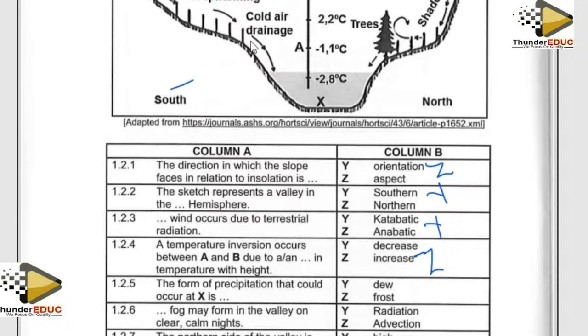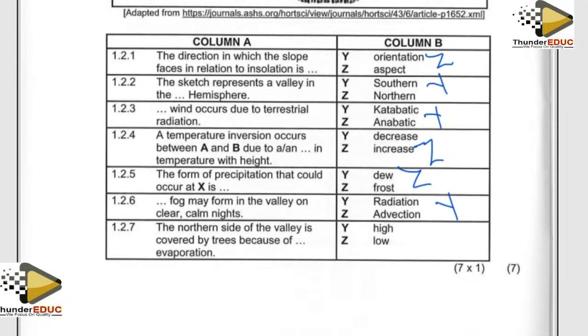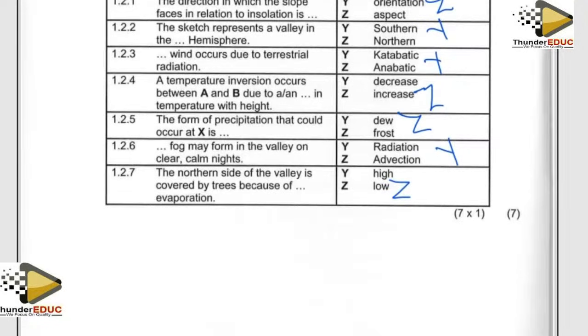1.25, a form of precipitation that could occur at X. Here, it's very cold here, so you don't expect dew. It was only going to be frost. So Z is there also 1.25. 1.26, fog, dash fog may form in the valley in the clear and calm nights. Obviously, that is a radiation fog. Okay. 1.27, the northern side of the valley is covered with trees because the answer is Z, because of low evaporation. Remember, trees have cool environment, or they bring cool conditions. And there's less sun on that side.